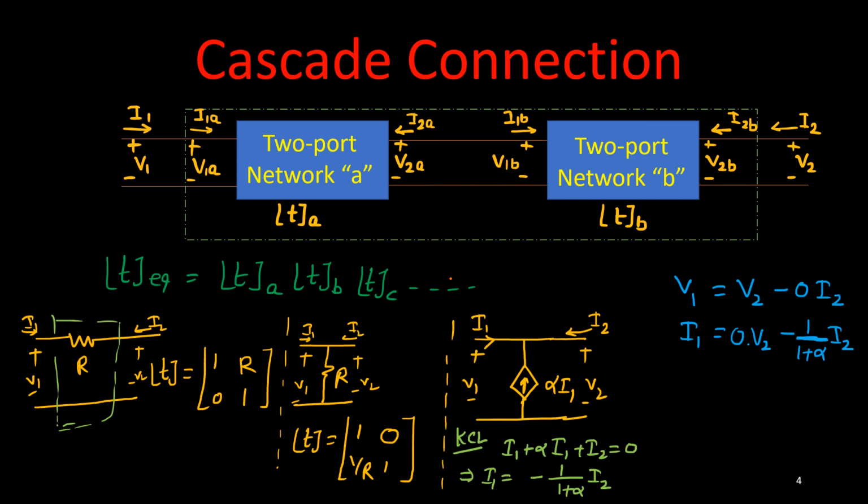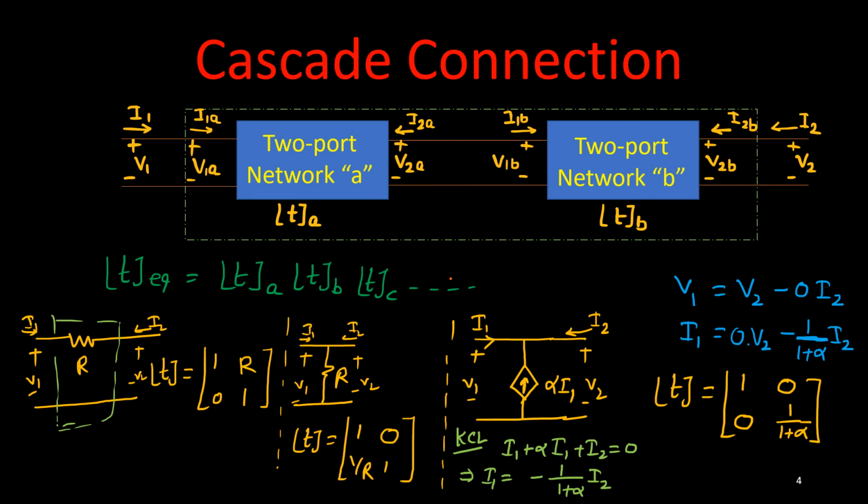Then you see the T parameters for this single element network containing only a dependent source would be 1, but this one is 1 upon 1 plus alpha. The current gain is modified. It's not unity this time, it's 1 upon 1 plus alpha, because more current is going here: I1 plus alpha times I1. That's how the reverse current gain is 1 upon 1 plus alpha, right? And there's no resistance here, no admittance here, both are 0, right? So this concept I am going to use.